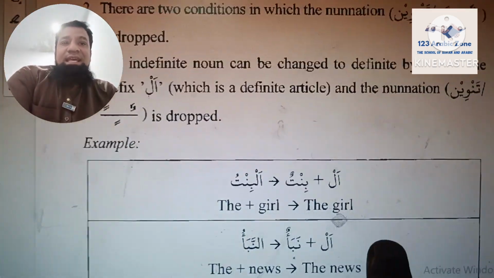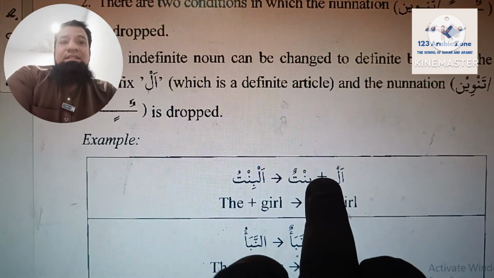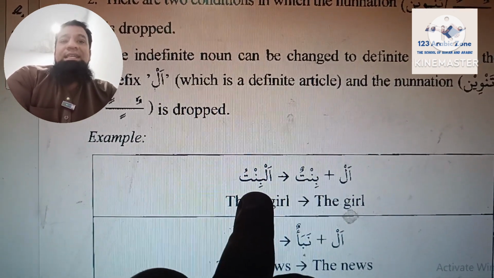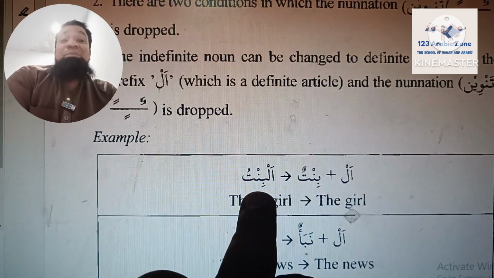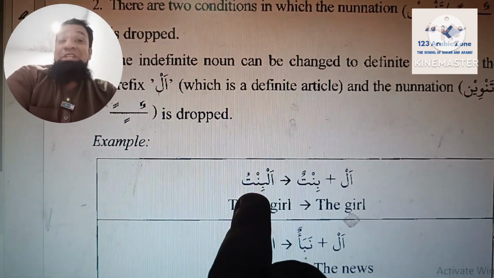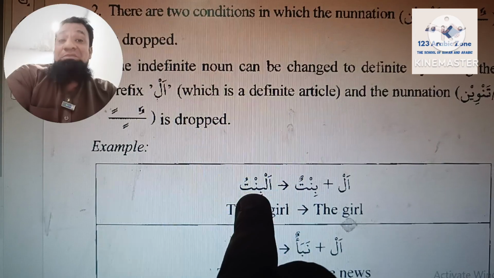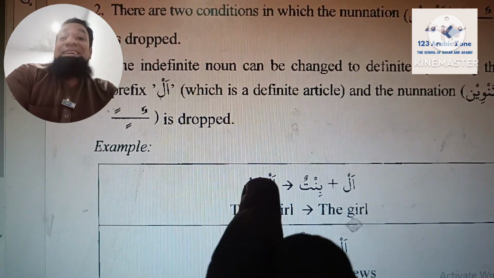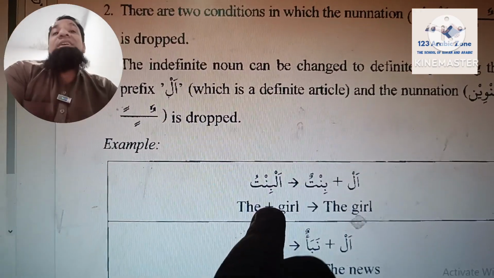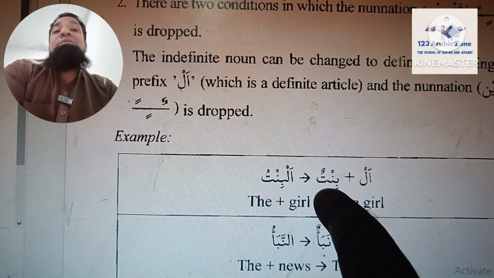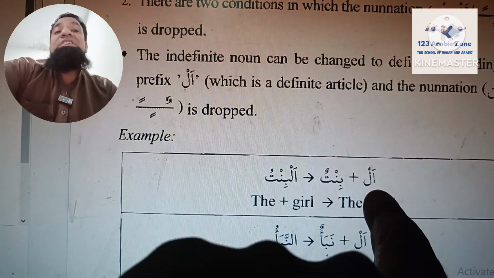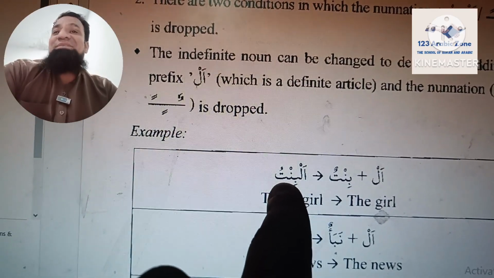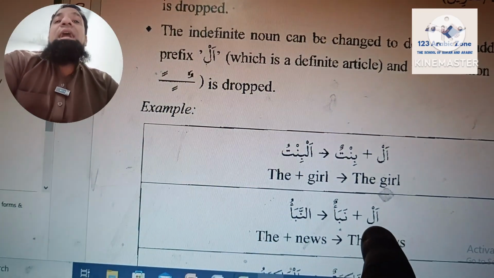Al plus bintun. The answer is al-bintu. The nunation is dropped and it becomes a definite noun. This was an indefinite noun, but after the addition of al, it becomes al-bintu, definite.